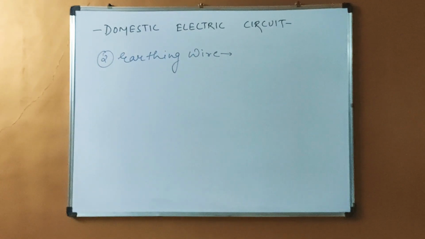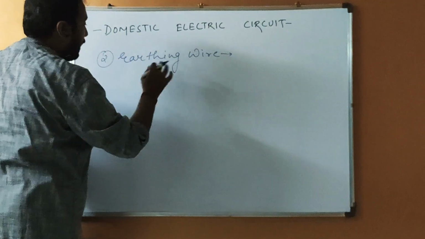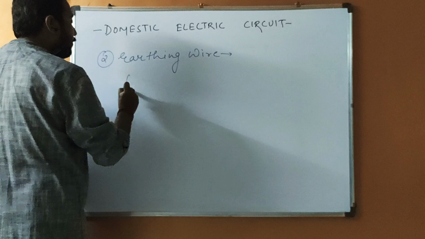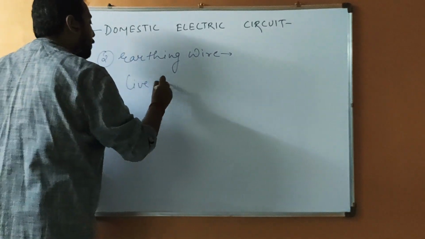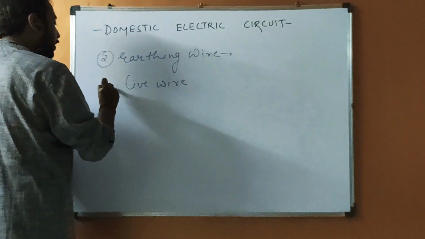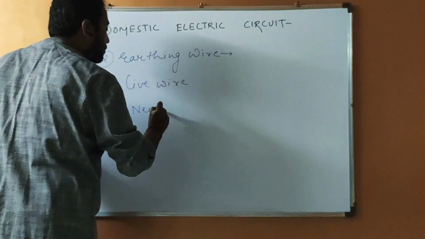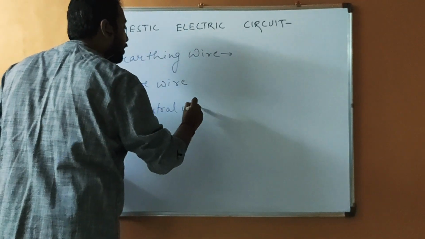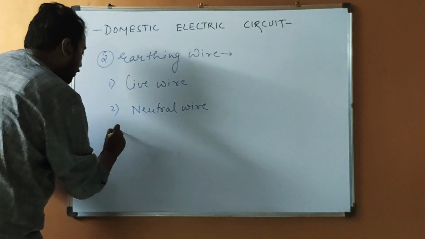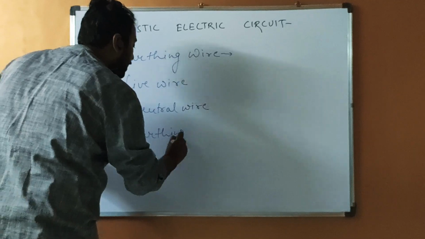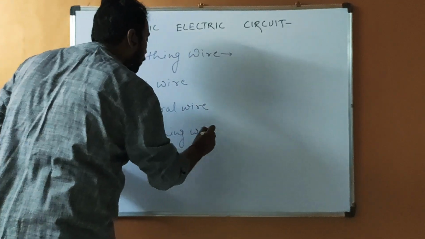Now just have a look. I am telling something about earthing wire, about the connection in our homes. There are three types of wire that we use in our home. Number one is live wire. Number two is neutral wire. I will tell the specification of each. Number three is earthing wire. These are the three wires that are generally used in each home.